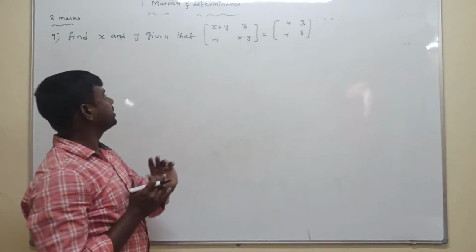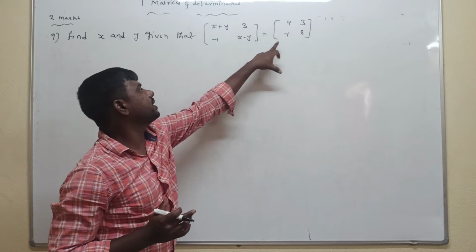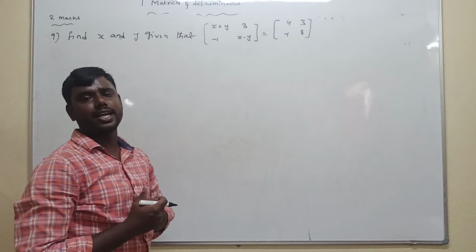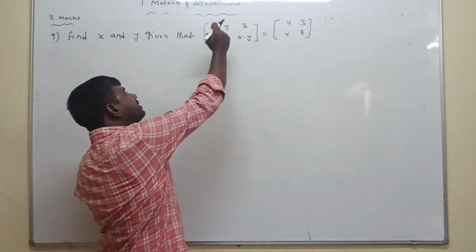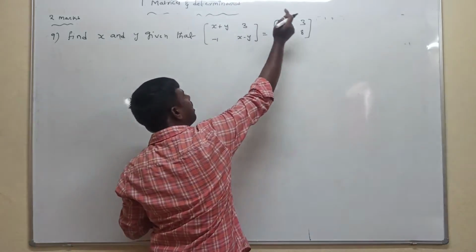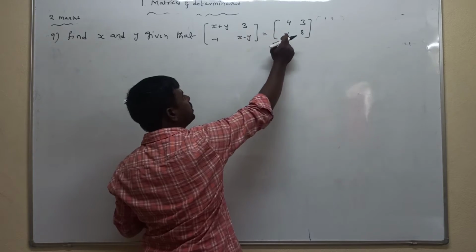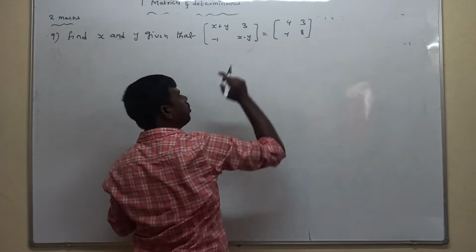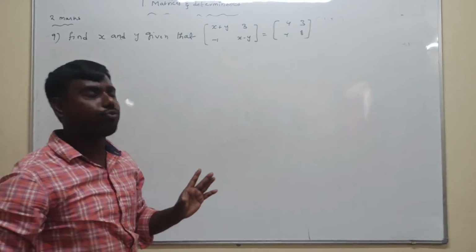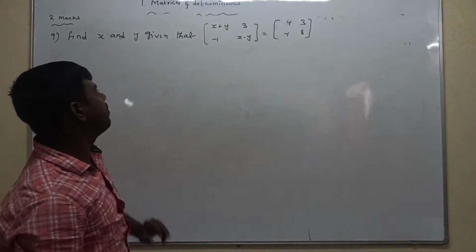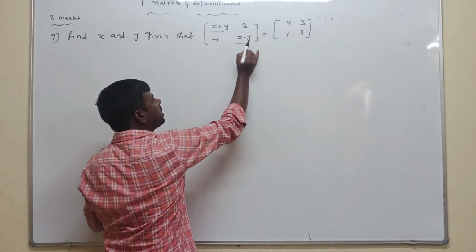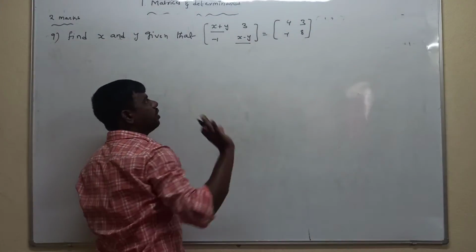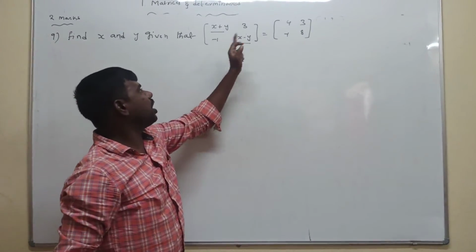So what is the given condition here? Two matrices are equal matrices. Then the condition is that corresponding elements are equal: the first element is equal to the first element, the second element to the second, the third to the third, and the fourth to the fourth. But we have to find only the x value and y value. Which are the x value and y value? Only this one and this one. Equating only those two elements is enough, because the remaining elements are automatically equal.